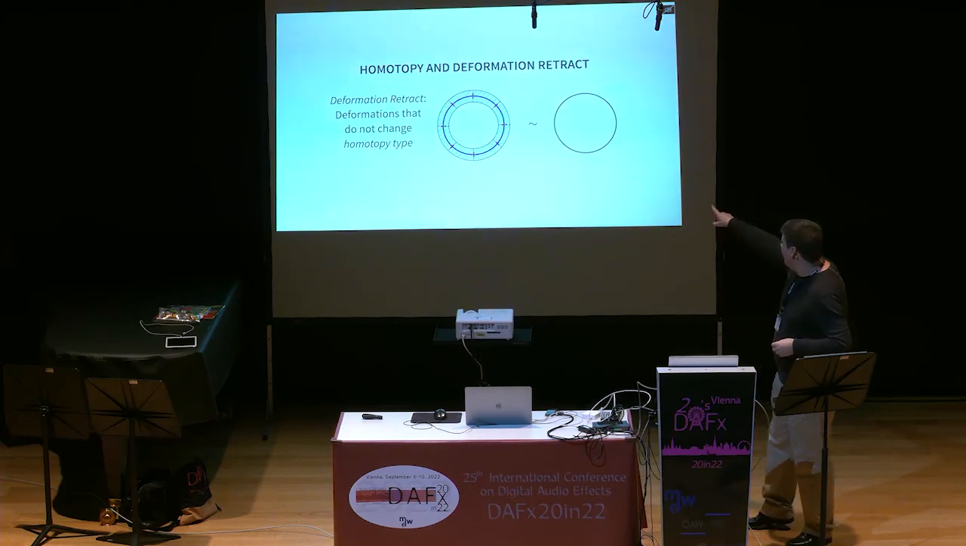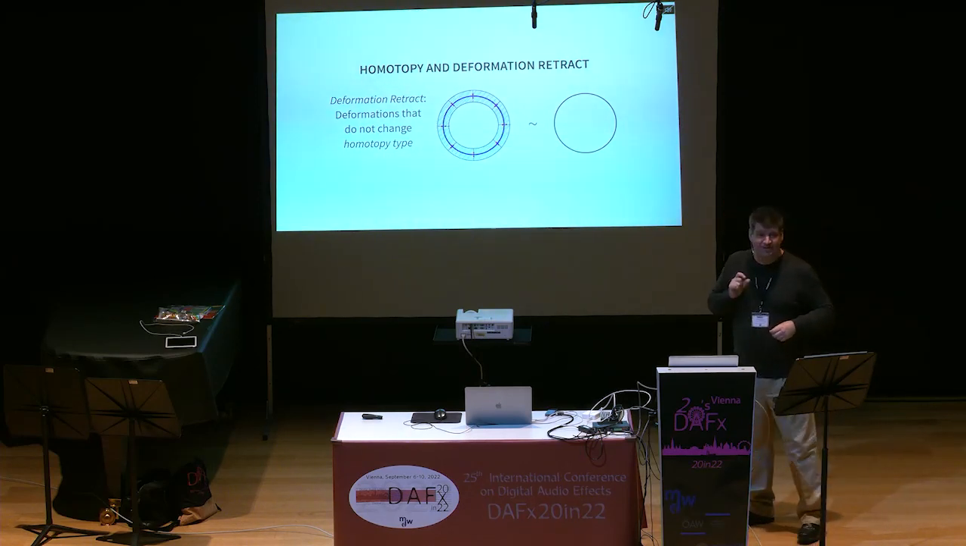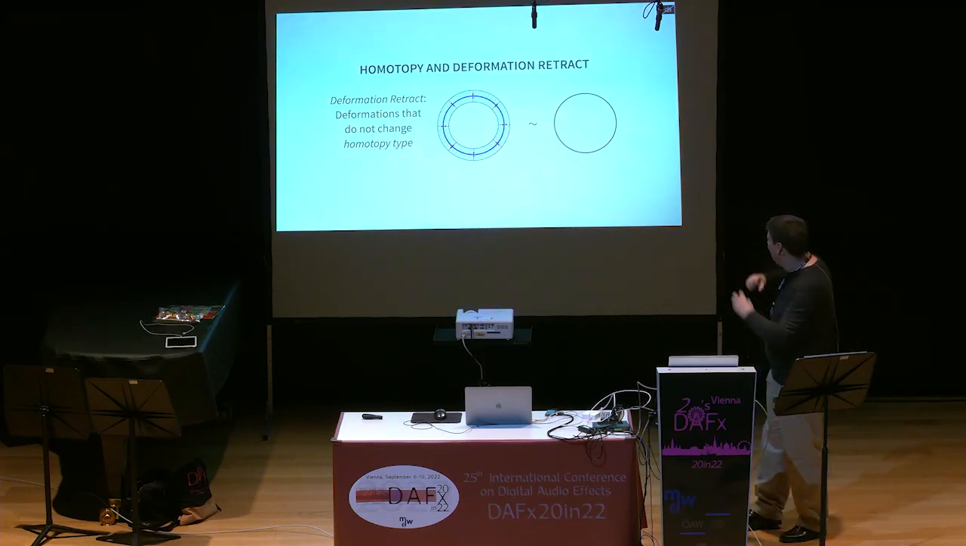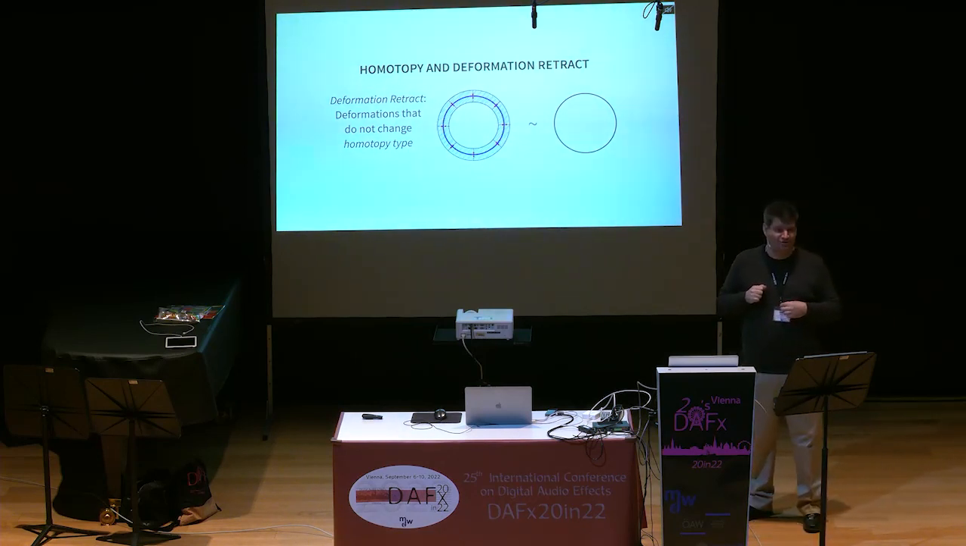Here you have an annulus, and let's just shrink the material around the annulus, because you could move a rubber band in that annulus anyway. You want to shrink all this variation down. We see that the annulus is actually the same thing as the circle topologically.